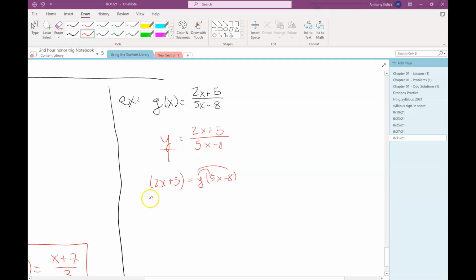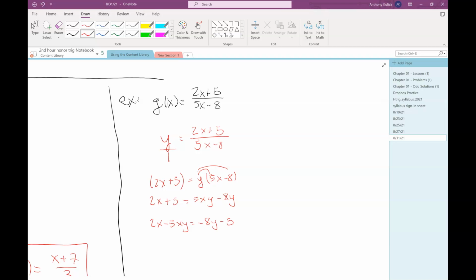Let's distribute the y through. And I'm going to get the stuff with y's in it on one side and the stuff without the y's on the other. So I'm going to subtract 5xy from both sides and subtract 5 from both sides. Everybody still doing good?